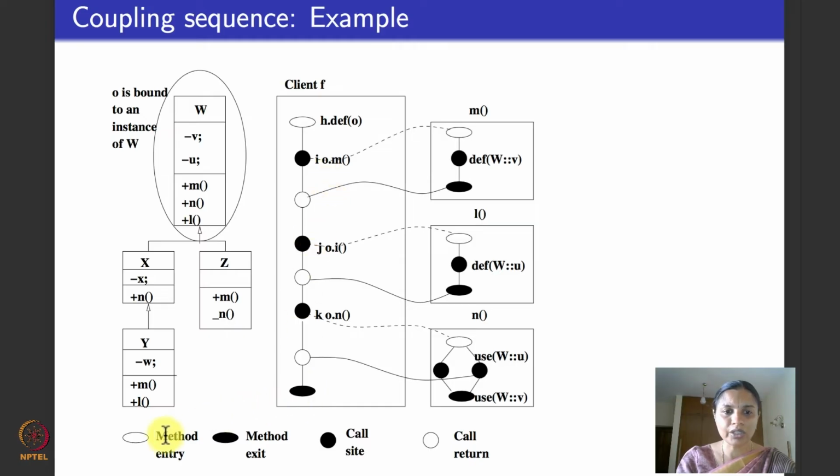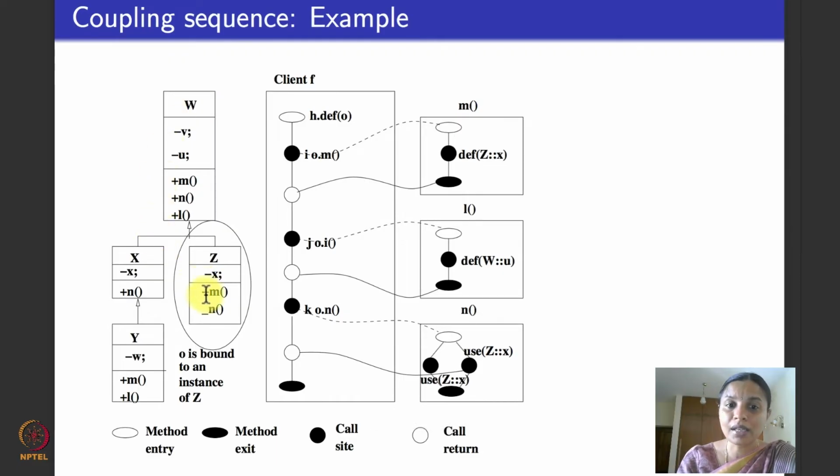So how do I read this figure? What is the legend? These white ellipses are method entries. These black ellipses are method exits. So there are method entries here, here and here for M, L and N. There is a main method entry here and a method exit here. These black circles are call sites where the method calls happen, and the white circles are when the method finishes executing, the call return. So from this figure, I hope it will be clear. Method M is called, which defines V and the value is returned. Then the method L is called, which defines U, and then the value is returned. And then the method N is called, which uses U, and let's say it also uses V, and it's returned. So these dotted dashed lines and the solid lines represent the coupling sequence of variables and the call sites and call returns. This happens for this class hierarchy when the object O is bound to the class W.